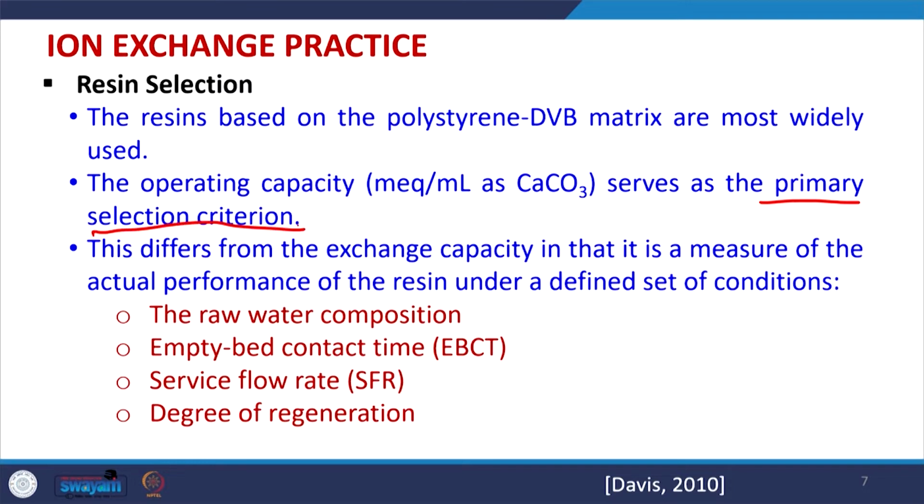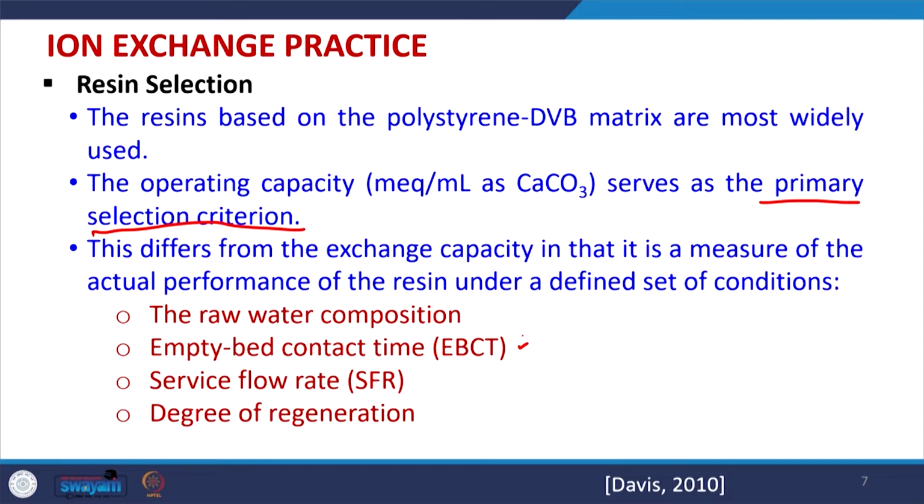So, we have to check what type of resins are used. In general, polystyrene DVB matrix resins are most commonly used, and then we can use the operating capacity as one of the primary selection criteria. Now, this is different from the exchange capacity, which is a measure of the actual performance of the resin. If you have to find out the exchange capacity, we have to cross check it under a certain set of conditions. So, we may have to perform a lot of lab scale experiments to find out different parameters, and depending upon that we can find out the exchange capacity, etcetera, and then we can select.